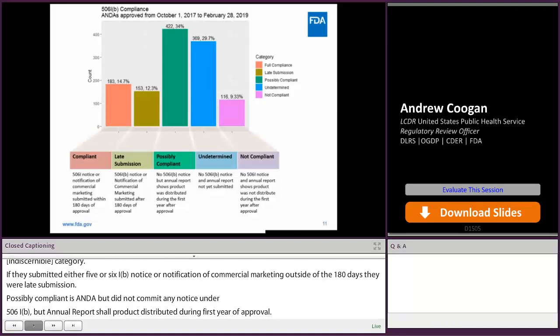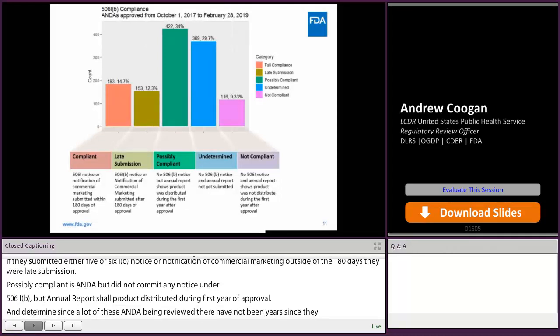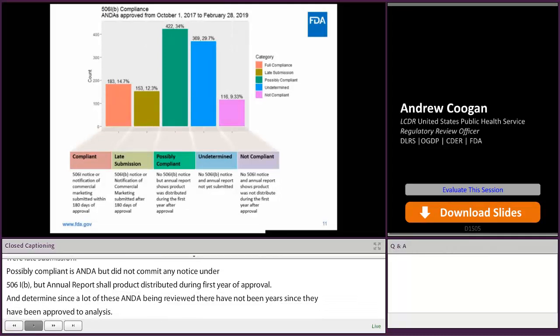A lot of them had not had the chance to submit an annual report yet. So if they had not yet submitted an annual report and they did not submit a notice under 506IB, they were put into the undetermined category. And if the ANDA applicant did not submit any notice under 506IB and the annual report shows the product was not distributed in the first year of approval, they were deemed not compliant.